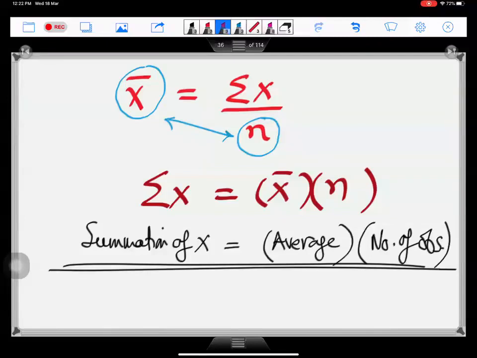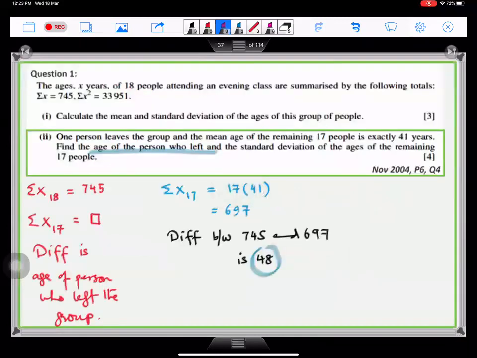Okay? So x bar is sigma x over n. If x bar is given, n is given, how can you calculate sigma x? Sigma x, summation of x, is a product of average multiplied by number of pieces of data, which we also call the number of observations. Let's look at the first question.